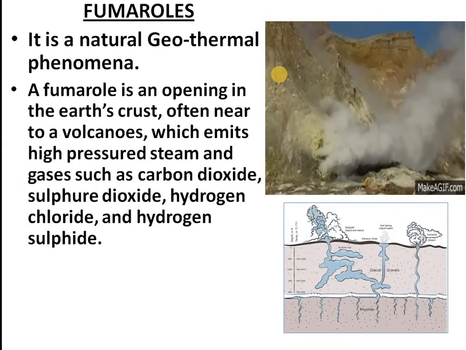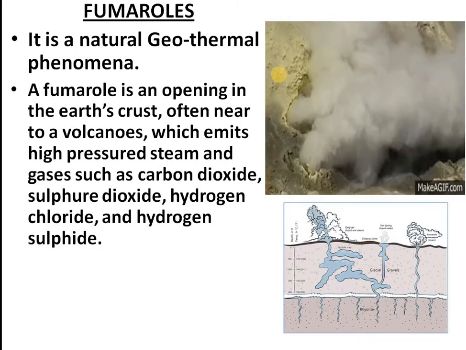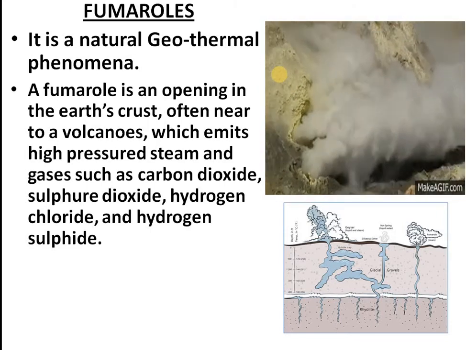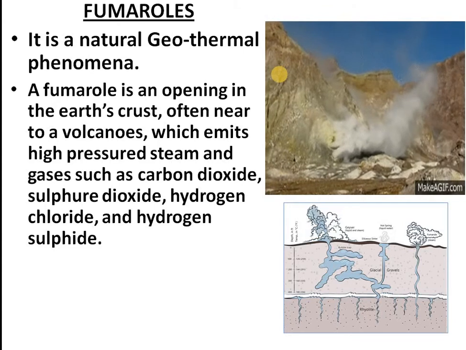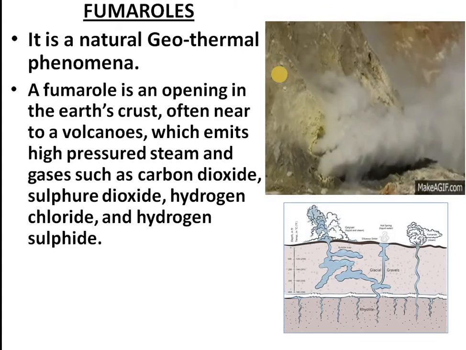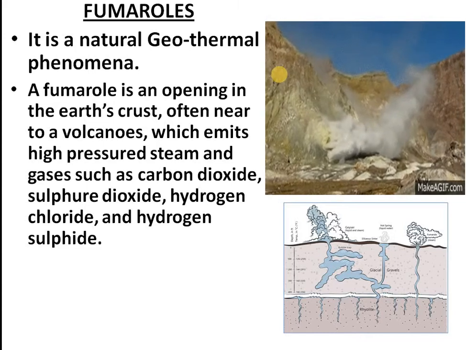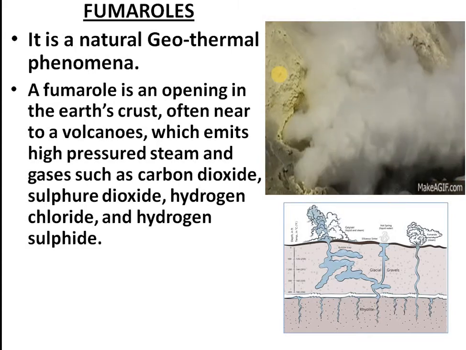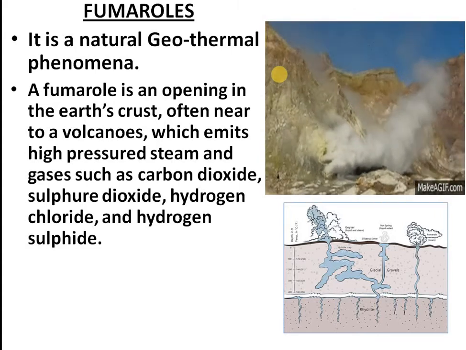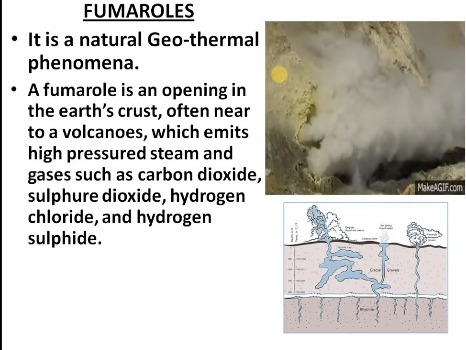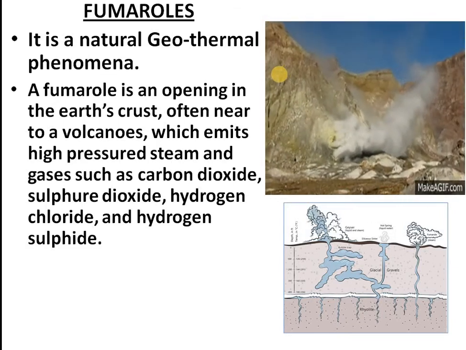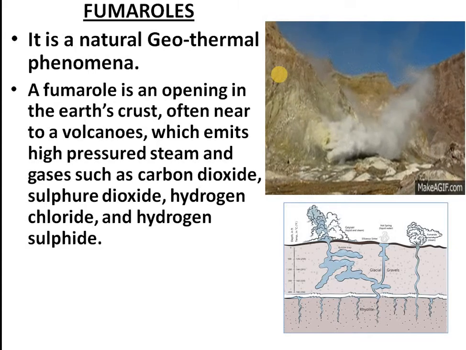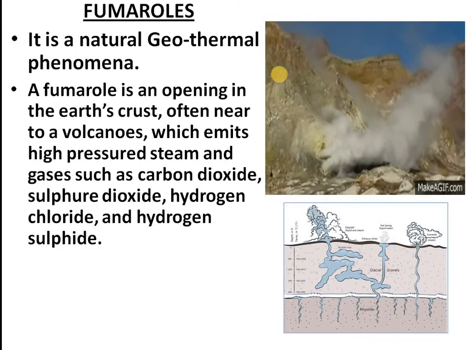A fumarole is a natural geothermal phenomenon that occurs at an opening on the earth crust. Often it will be near a volcano, which emits high pressure steam and gases such as carbon dioxide and sulfur dioxide, as I told you. It may be hydrogen chloride, it may be hydrogen sulfide. The composition depends on the place: where there is a coal deposit, there may be a chance for carbon dioxide; if there is a sulfur deposit, there may be a chance for emission of hydrogen sulfide or sulfur oxides. That depends on the composition of that particular area.